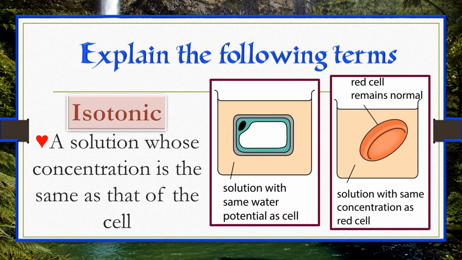The same applies to the red blood cells. The solution in the water is the same concentration as the solution in the red blood cell. So all the cells will remain the same because they have the same concentration, which we call isotonic.